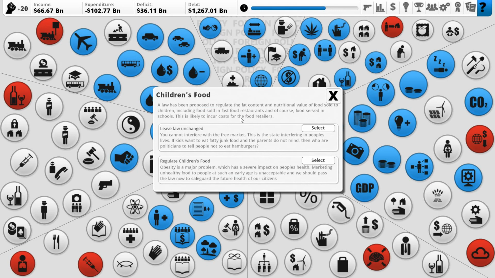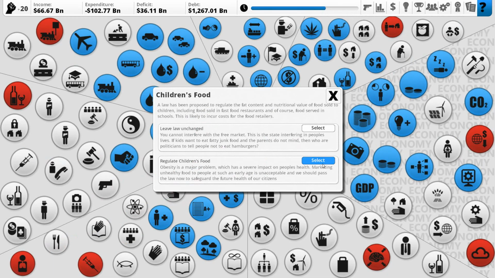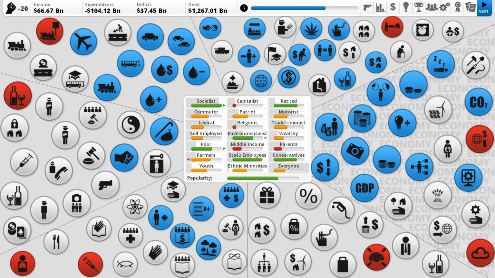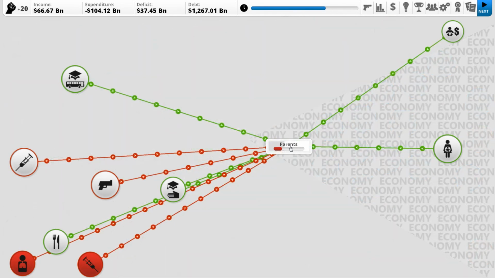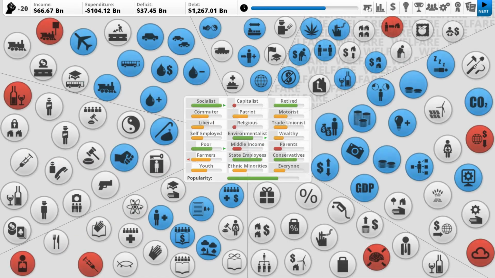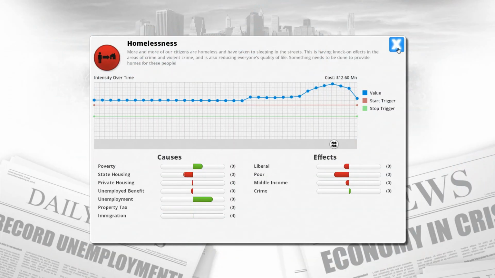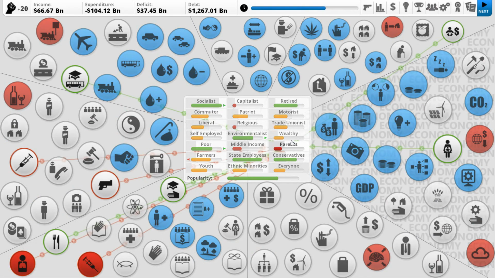Reduce fat content and nutritional value of food sold to children. That's going to affect the free market and piss off parents. We're already pissed off, so let's actually regulate that. Wow, the parents' number is actually rising too. So I might have to do, well, one thing at a time. We'll solve the homeless problem and then deal with the drug addiction problem so the parents aren't angry.